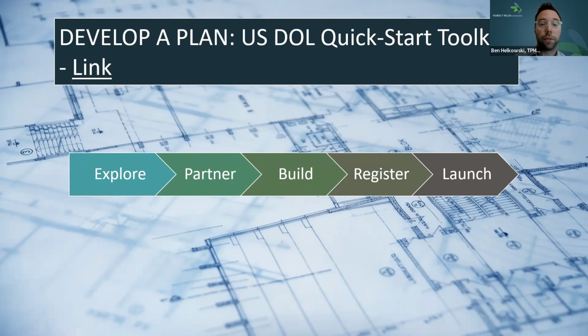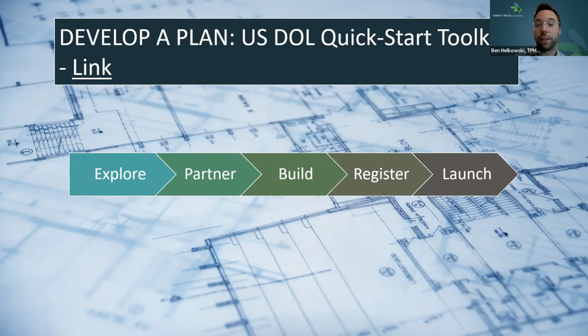So the U.S. Department of Labor has provided a quick start toolkit, and this toolkit is just one of the many tools at your disposal. The toolkit outlines 5 specific steps to successful registered apprenticeship program launch.